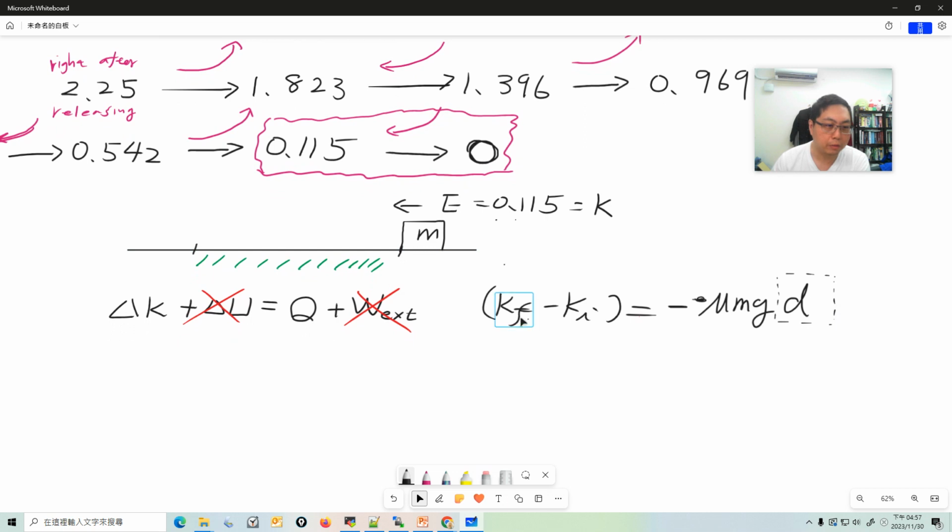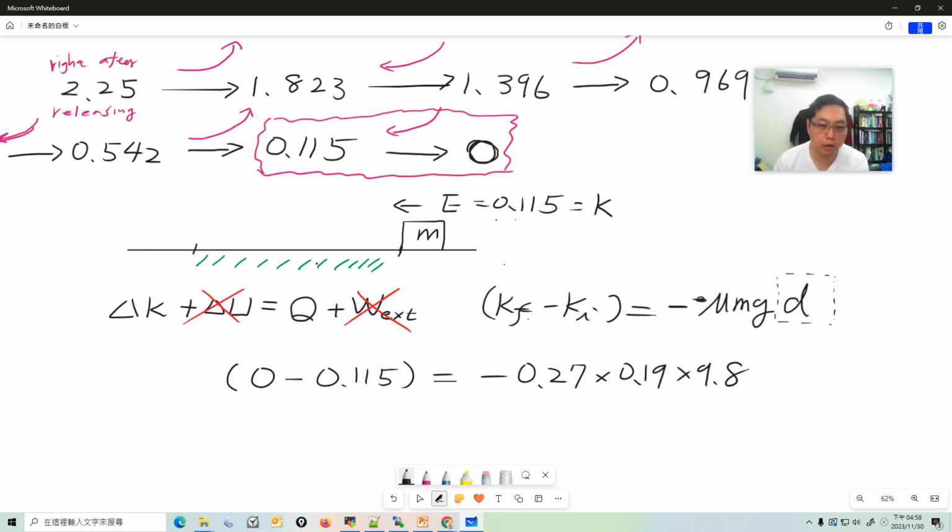From this system, the final kinetic energy is zero because it finally stopped. There's no velocity, so there's no kinetic energy. So this will be zero. Your initial kinetic energy is 0.115, and the minus is the friction coefficient, your mass, the gravitational acceleration, and the distance you don't know. Here we have the equation like this. So this is a very easy equation.